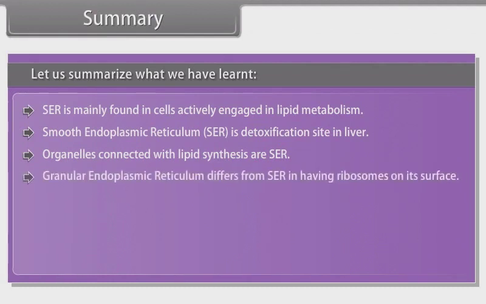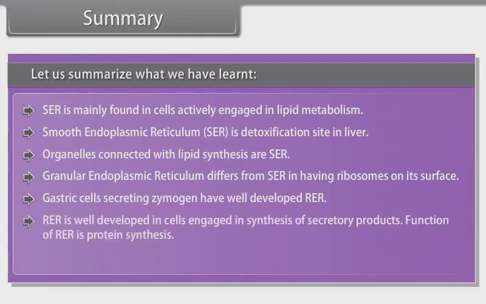Granular endoplasmic reticulum differs from SER in having ribosomes on its surface. Gastric cells secreting zymogen have well-developed RER. RER is well-developed in cells engaged in synthesis of secretory products. The function of RER is protein synthesis. RER differs from SER in the presence of ribosomes.